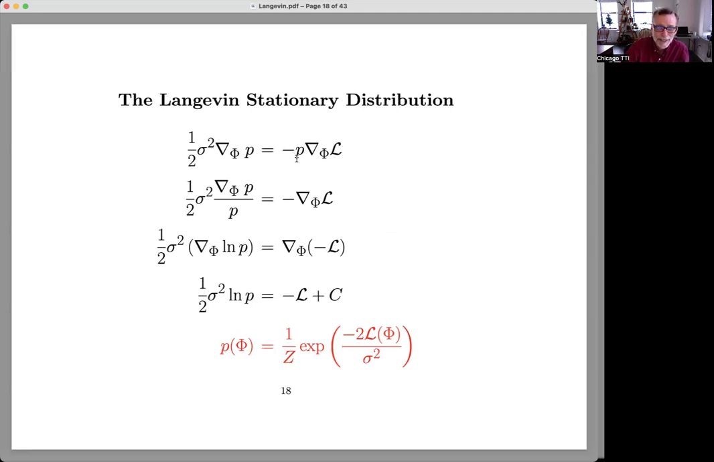P is the density of the perfume molecules, how dense they are, and I can divide by it so that I get a gradient. Now you get a gradient in phi of the density divided by the density, and this is just the gradient of the log of p. P is just a scalar.